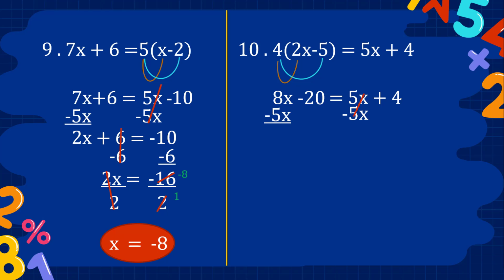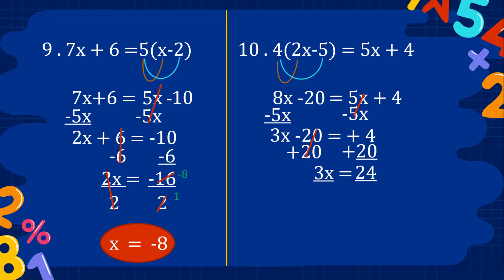8x minus 5x equals 3x. Now the equation looks like this. 3x minus 20 equals 4. We add 20 to this side, and they cross each other out. We add 20 to the other side, and you get 24. So 3x equals 24. We finally divide both sides by 3, and you get x equals 8.